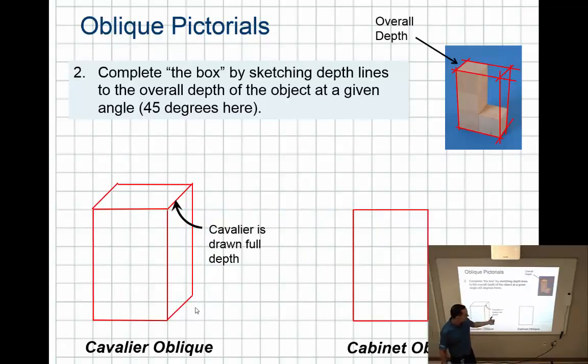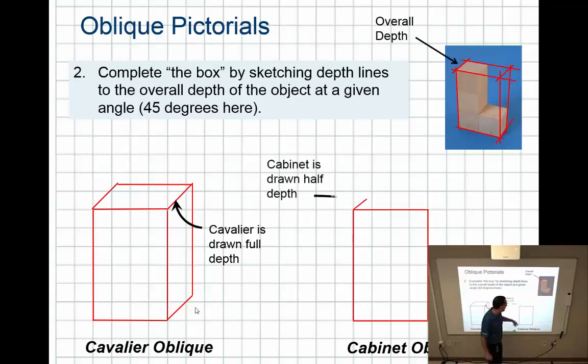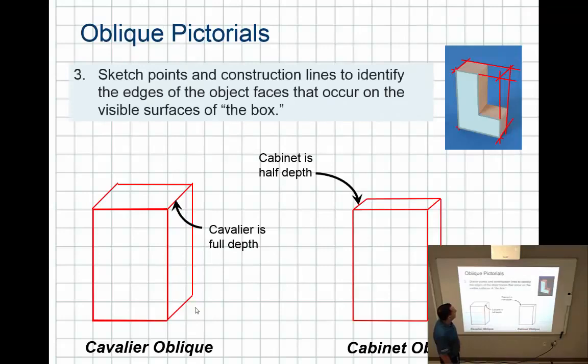Repeat the process for a cabinet oblique. The front view is the same size. There's no difference for the full height and full width. It's the depth that's going to be cut in half this time. Now I'm going to focus on surfaces of this object that would be touching the surfaces of my box.